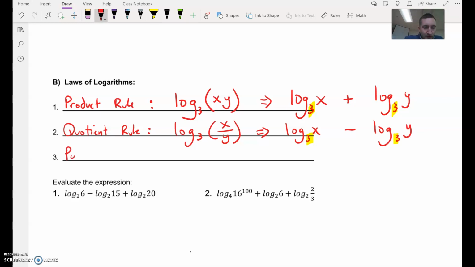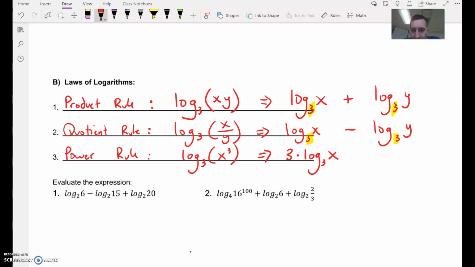Then the last rule is called the power rule. And that rule tells us that if you have a log, let's just stay with what we've been doing, log base 3 of x to the third. The power rule tells us that that exponent, instead of staying an exponent, moves down front to be multiplied. So it would be 3 times log base 3 of x. So notice what happened. This power came down front to be multiplied. It's no longer an exponent. That's called the power rule.